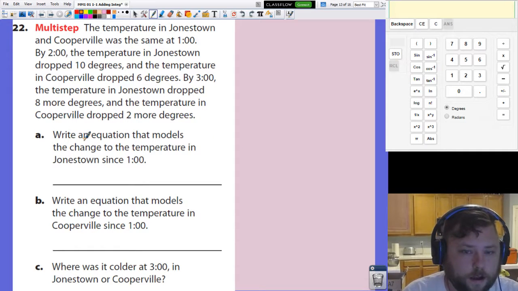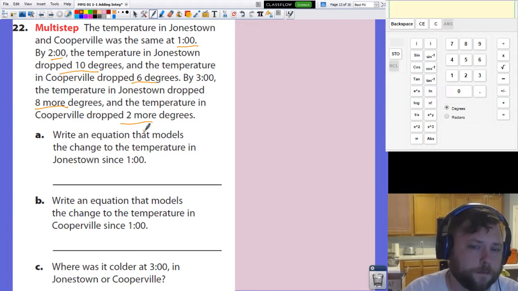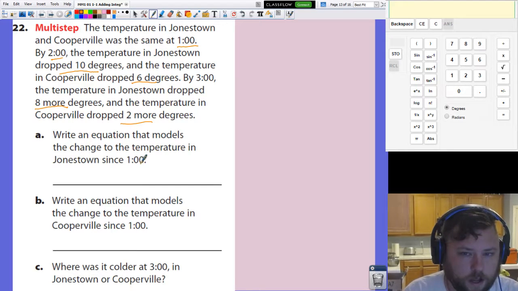All right, another example we did. The temperature in Jonestown and Coopersville was the same at 1 o'clock. By 2 o'clock, the temperature in Jonestown dropped 10 degrees, and the temperature in Coopersville dropped 6 degrees. By 3 o'clock, the temperature in Jonestown dropped 8 more, and in Coopersville dropped 2 more. So you have 1 o'clock, 2 o'clock, and 3 o'clock. A lot more numbers. Write an equation that models the change in the temperature in Jonestown since 1 o'clock.